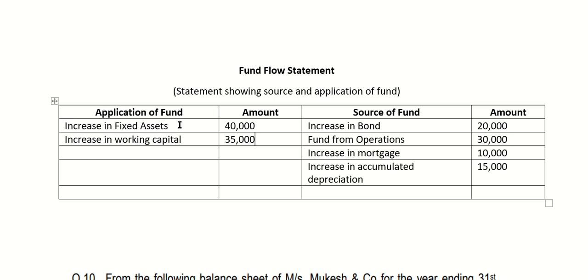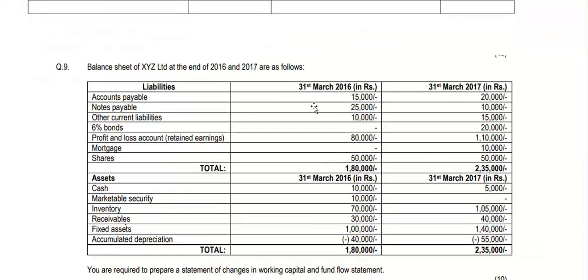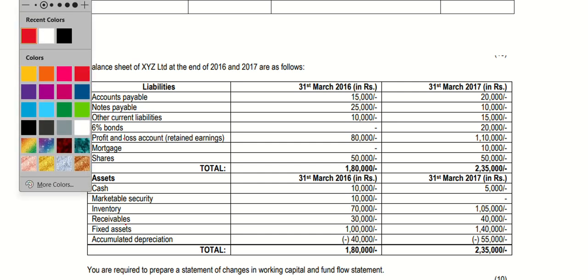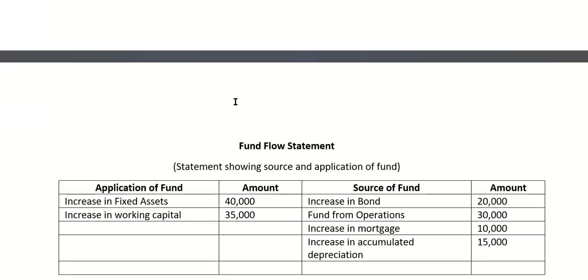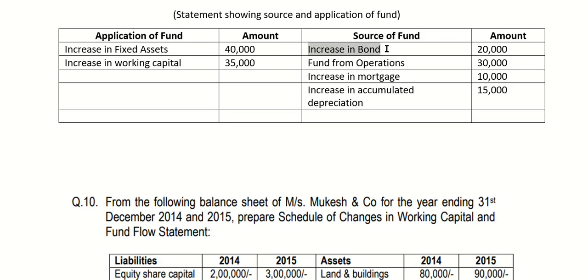So here we have posted everything. See, I've just written what we have told in words. First thing, we forget about the current liabilities. Moving on to the very first non-current liability, it was what? Bonds. The 6 percentage bond had an increase, isn't it? We have written it here: increase in bond. It is a source of fund.